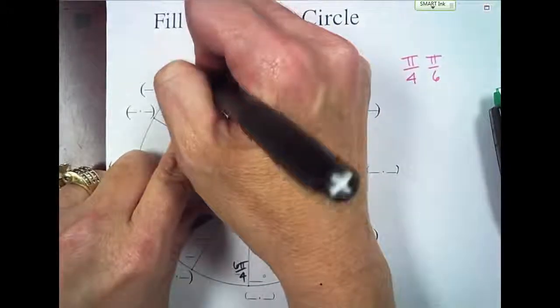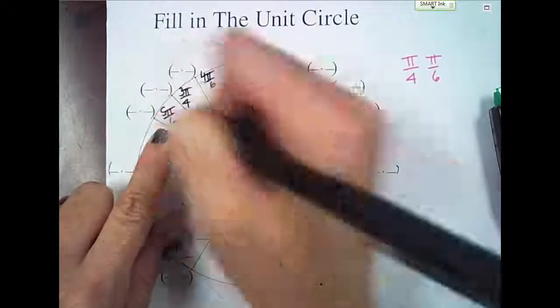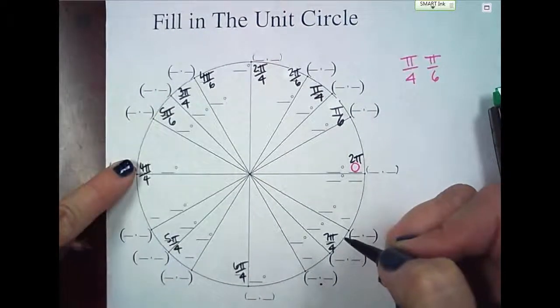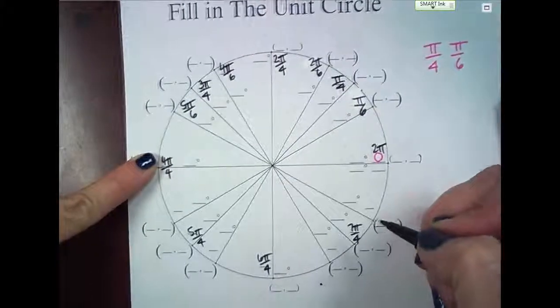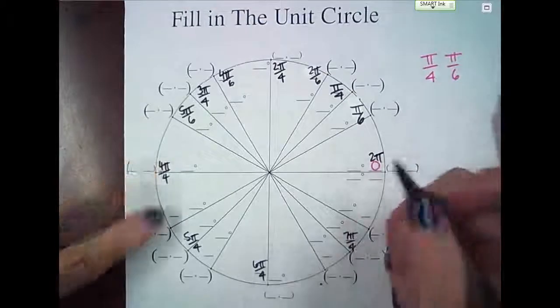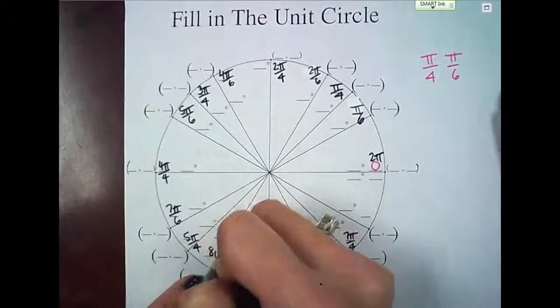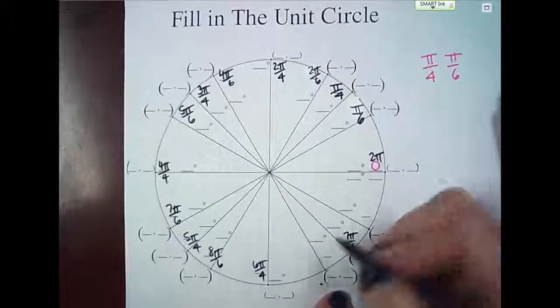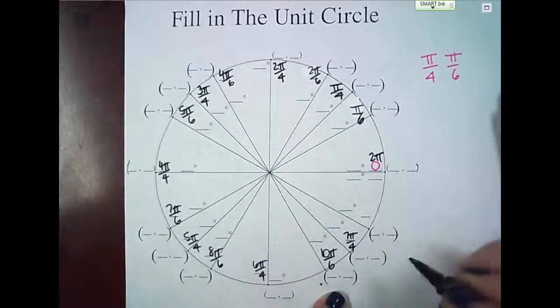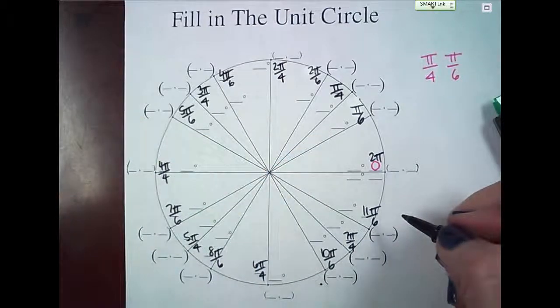Now jump to here. 4 pi out of 6. Make a jump. 5 pi out of 6. You have to name the axis or you'll lose count. 6 out of 6. 7 out of 6. Make a jump. 8 out of 6. I'm at the axis again, I've got to count it. 9 out of 6. It's already labeled, but I still need to count it. 10 out of 6. And 11 out of 6. And lastly, 12 out of 6, which is already labeled 2 pi.